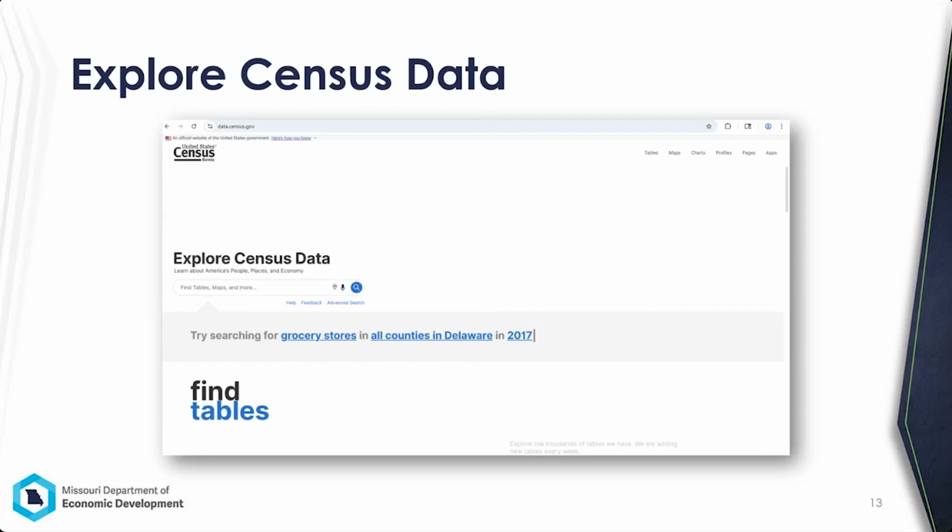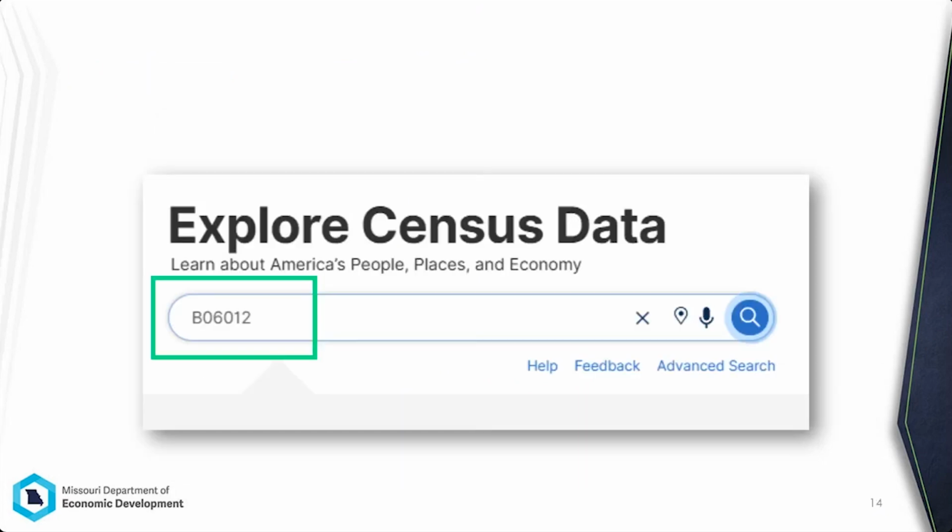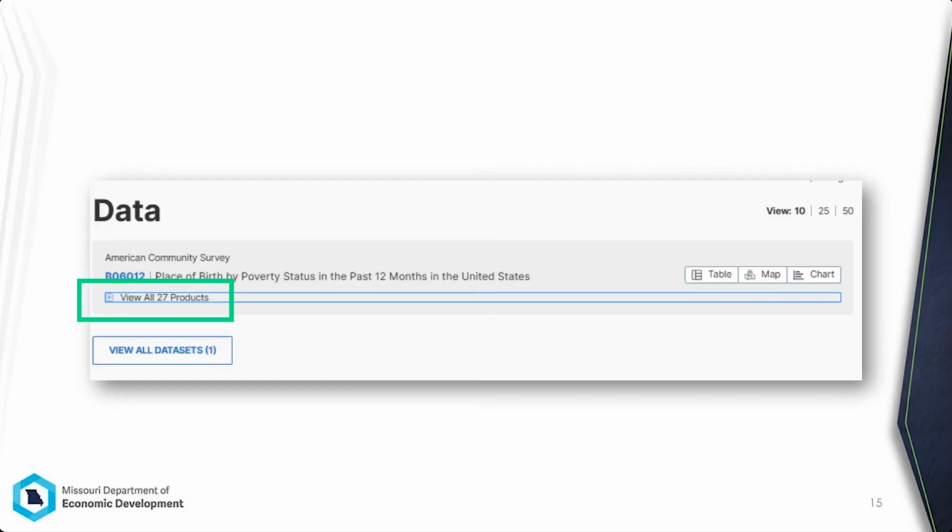Here's what the site looks like. There are a variety of ways to navigate to the table we need, so please do whatever works best for you. I'm going to show you one option. For Form 2 data, we need to take a look at poverty data, which can be found in Table B06012. We'll first click in the search field and type in the name of the table we're looking for. The result pops up here, and we see that there are 27 product options for this table. We'll go ahead and expand this list in order to select the relevant year.